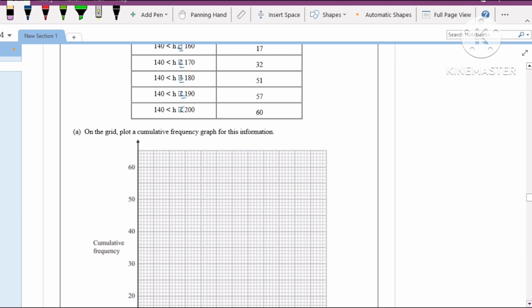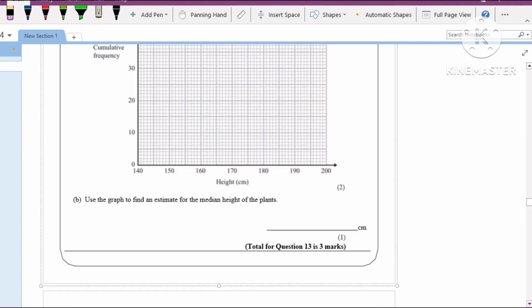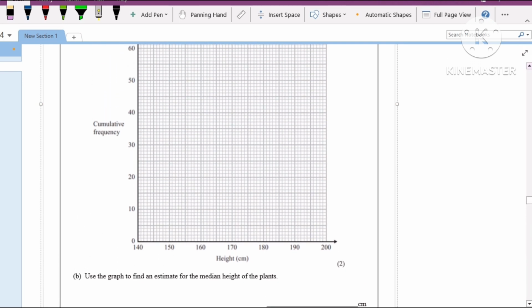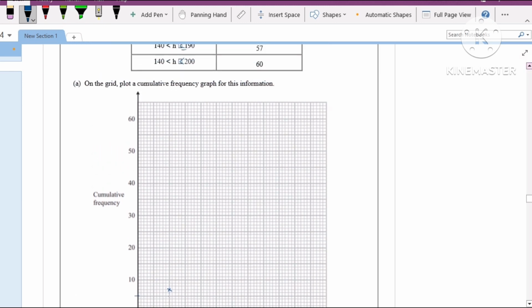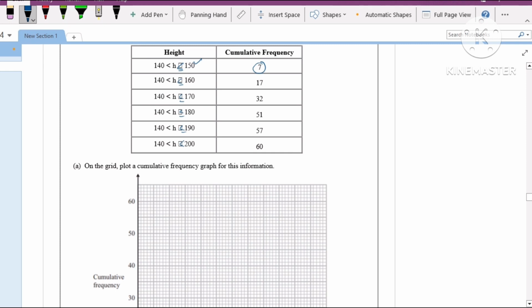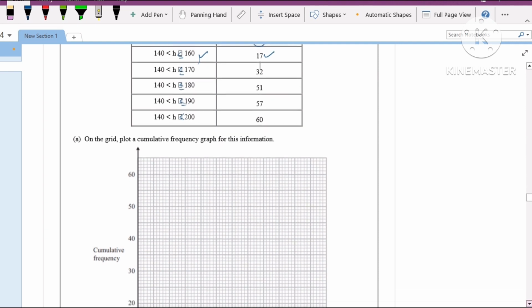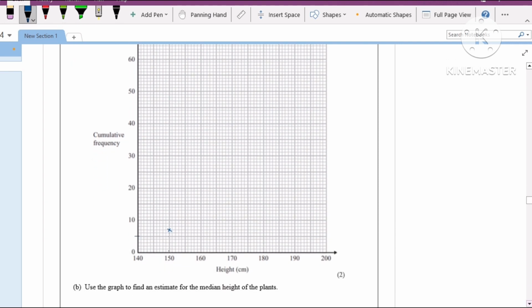At 150 it's 7. Sorry for the time waste. 150 and 7. You can see each box is worth 1, so 5, 6, 7. This is the first point, and the second point you can see in the table here. The second point is at 160 and 17. At 160 it is 17, here it's 15, 16 and 17. This is the second point.